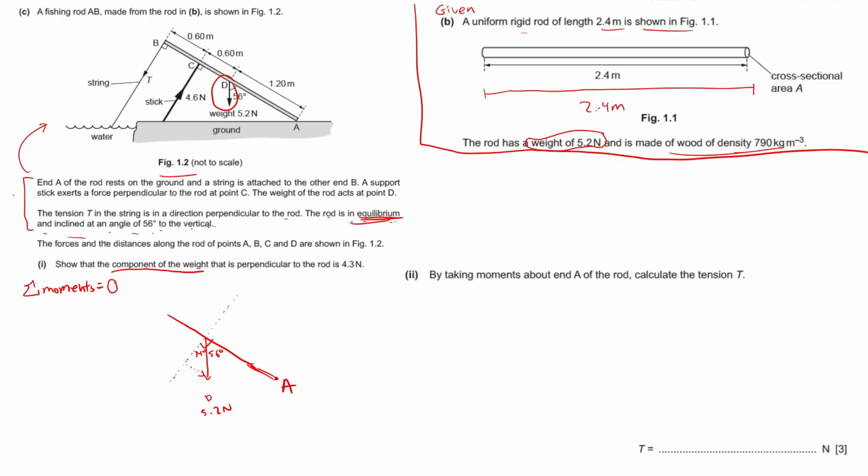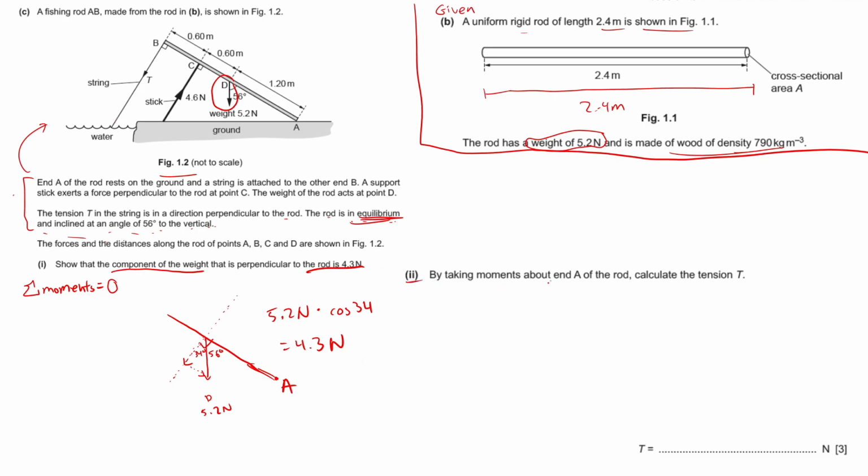And this 34 degrees is important because we can now calculate the component that is perpendicular to A. In this case, it's going to be adjacent to the angle, so we're going to use the cosine trig function. So it's going to be 5.2 newtons multiplied by cosine of 30. And here I'm just fumbling with my calculator. But it's going to be 4.3 newtons, which was to be shown in the problem.